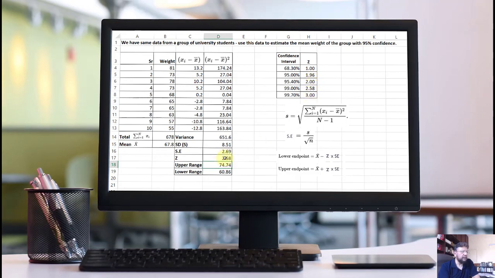So use the z value and then use this formula over here to calculate the lower endpoint and the upper endpoint of your range. Okay, I hope that makes it clear.